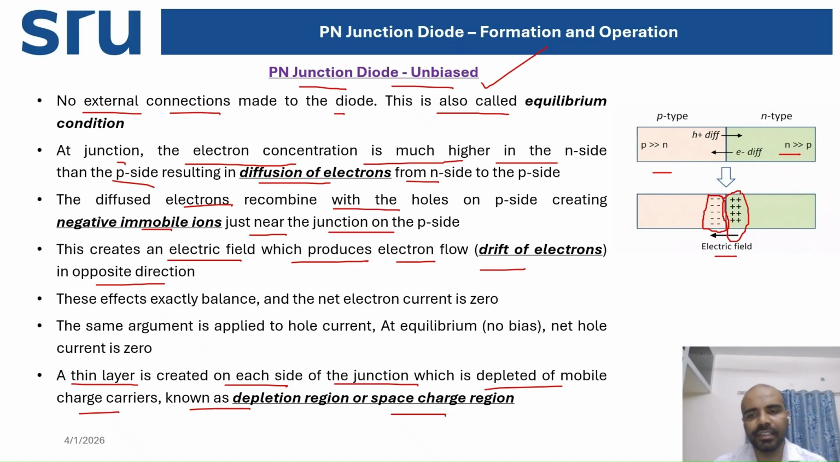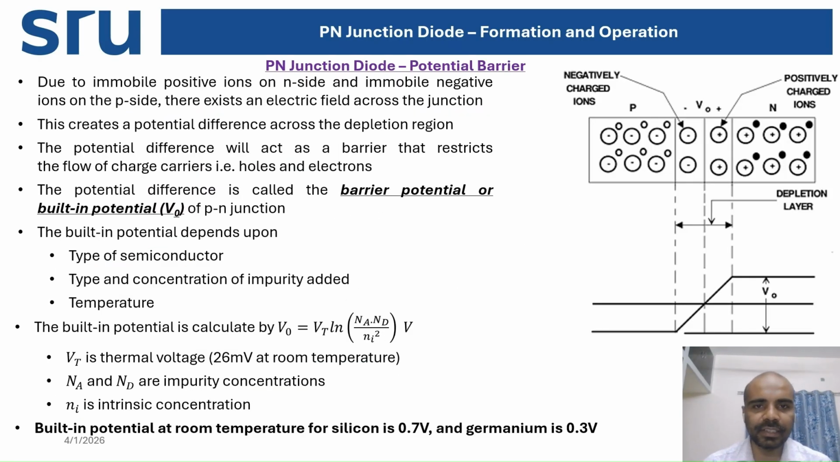This region is known as the depletion region or space charge region. So this is a thin region in the p-n junction diode, right? So I hope it is clear now. So moving to the next slide, we will discuss the p-n junction diode potential barrier. So we will discuss the depletion region, which is known as a potential barrier.